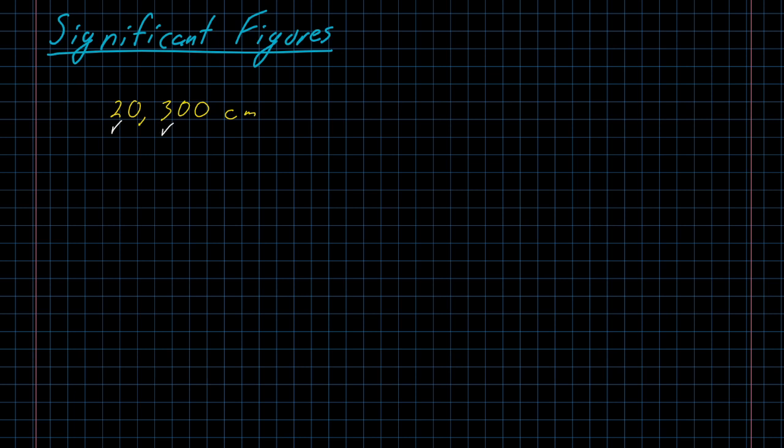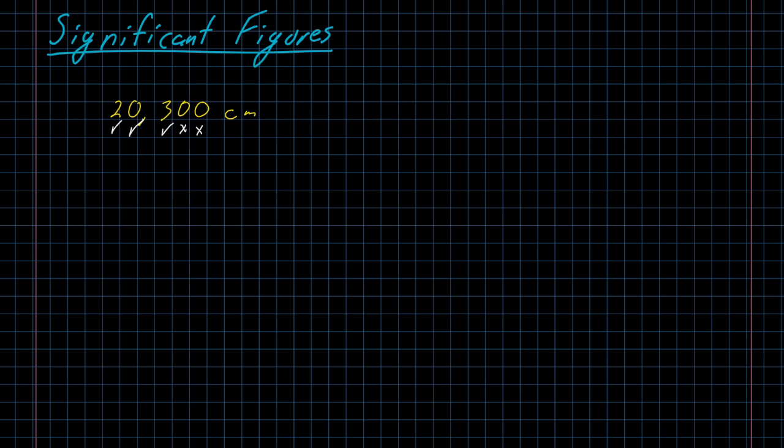Zeros are the place where things can get a little weird. If the 0 appears between 2 significant digits, like the 0 right there, we're going to count it as significant. If the 0 appears at the end of a number which does not have a decimal point in it, we're going to say that that 0 is not significant by convention.